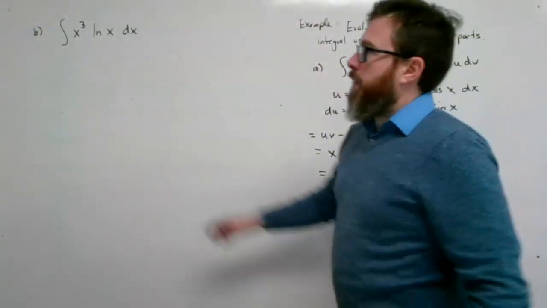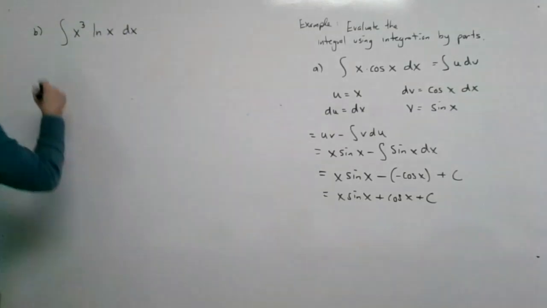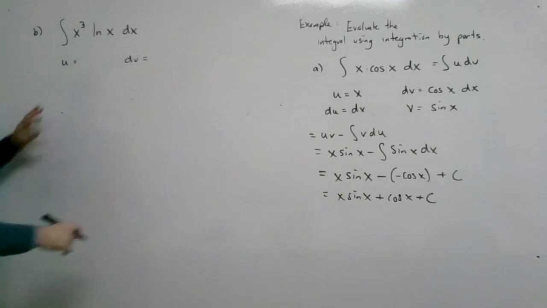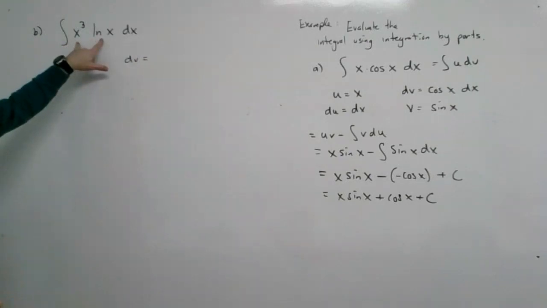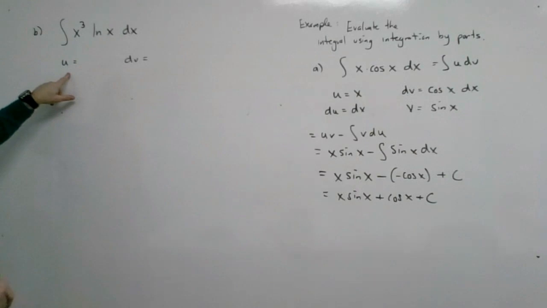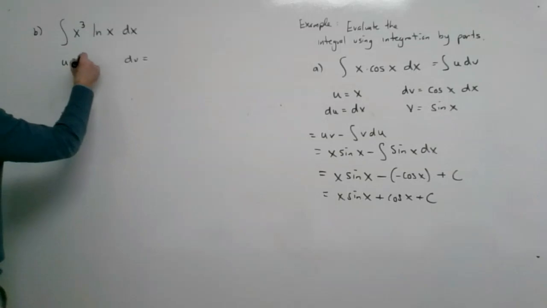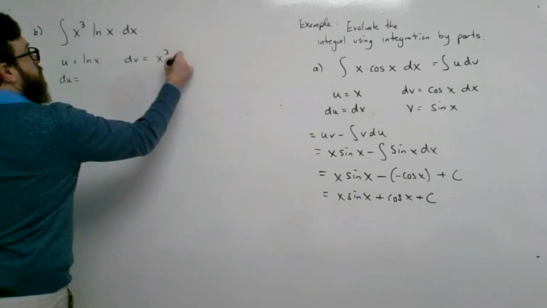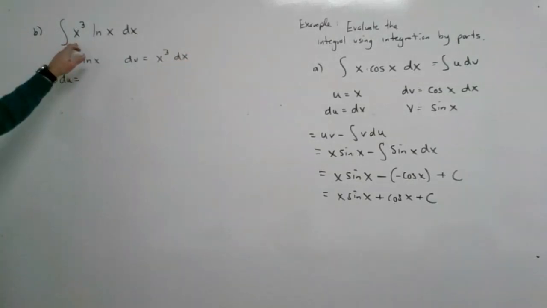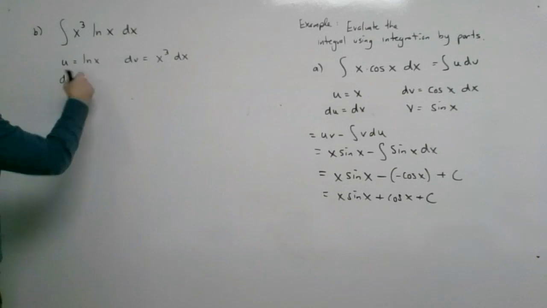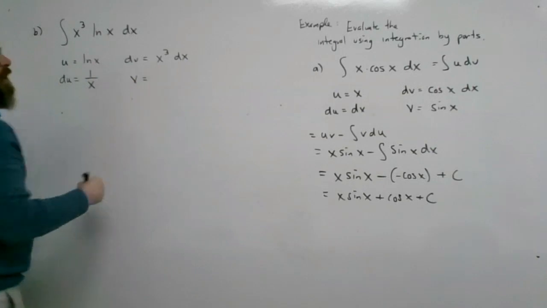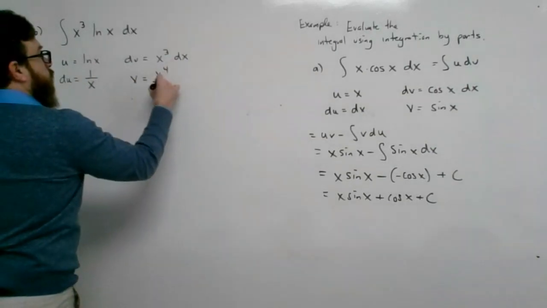So next I'm going to want to integrate this. What we're going to have to do is pick a u and then a dv. Remember that one of these functions I want to be integrable, and the other function I want to be differentiable. I know that the natural log function I can differentiate, and this x cubed dx function, this x cubed I can integrate. So the derivative of natural log of x is going to be equal to 1 over x, and the antiderivative of x cubed is going to be x to the 4th over 4.